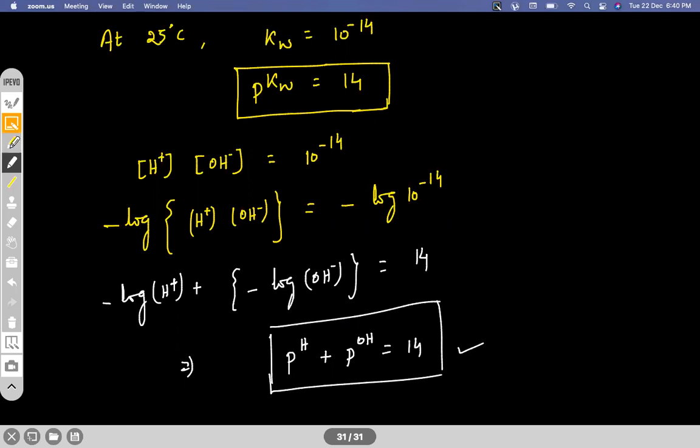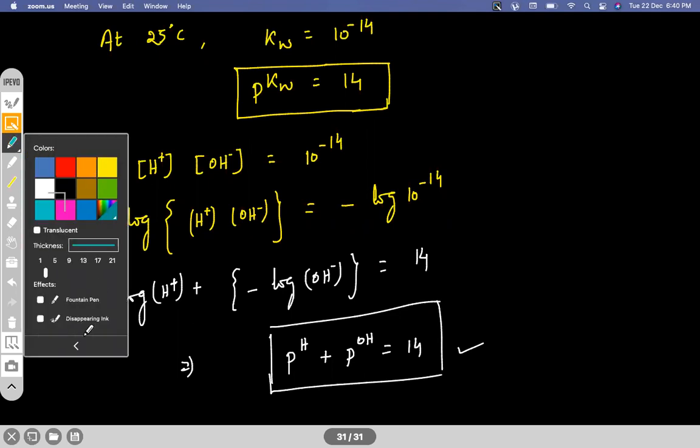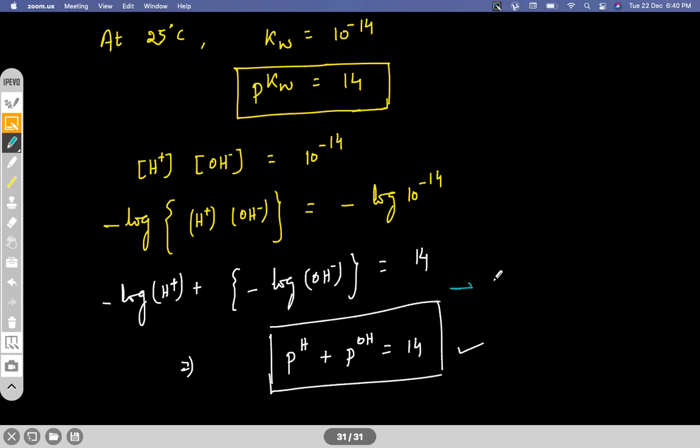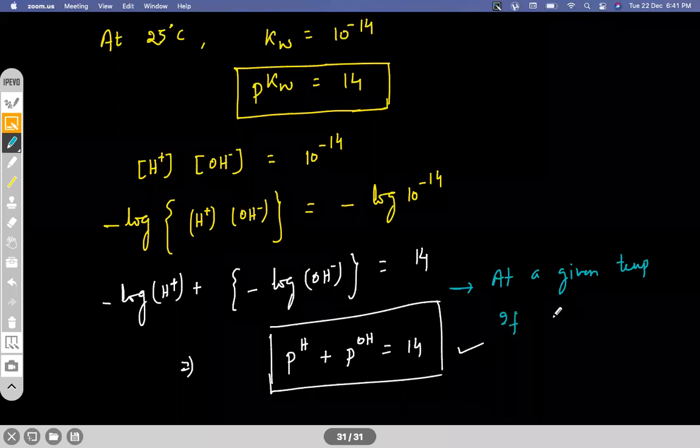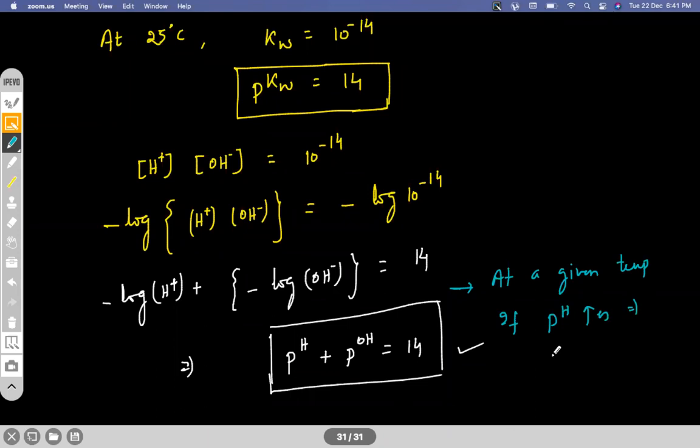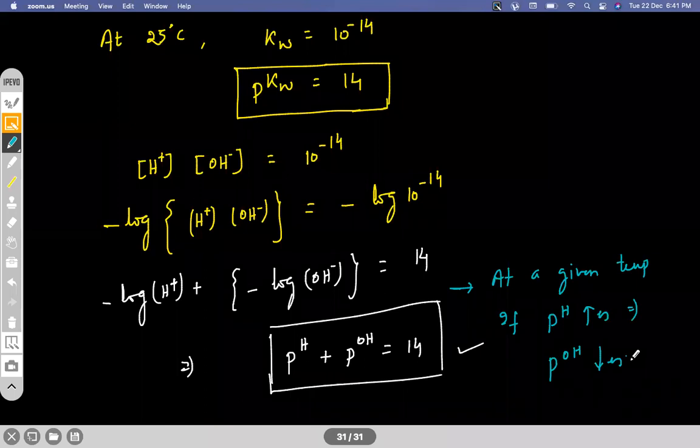So what we can write is that at a given temperature, if pH increases, then pOH decreases and vice versa, because the pKw value is fixed.